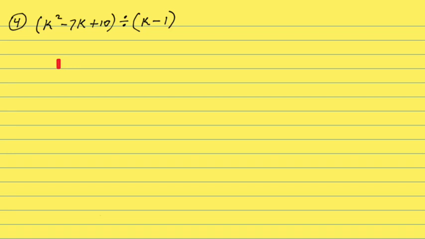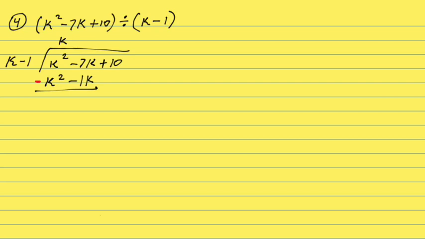Number 4, long division. I would just write it out. I think all the powers are represented in decreasing order. k squared minus 7k plus 10 is divided by k minus 1. k times what is k squared? k. k times k is k squared. k times negative 1 is negative 1k. Change the signs and add. This would be a negative 6k plus 10.